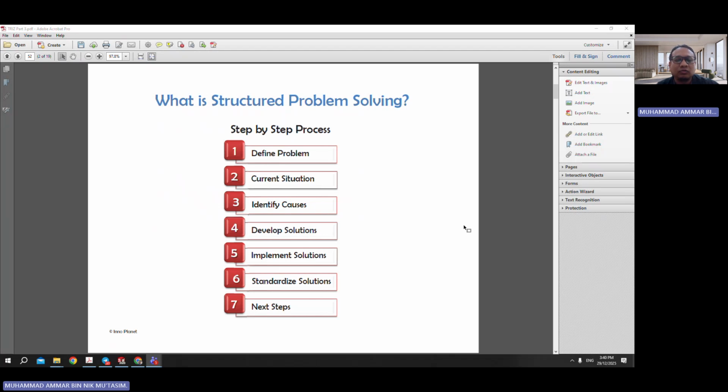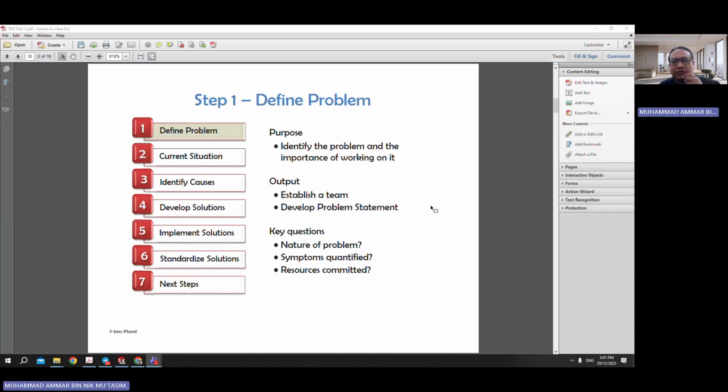And the sixth one is to do a standardized solution, where we can solve the current situation using a general problem solution and solve it using a standardized solution. Finally, we go to the next step, checking whether the problem is solved or not. If not, then we go back to the first process, which is to define the problem statement.